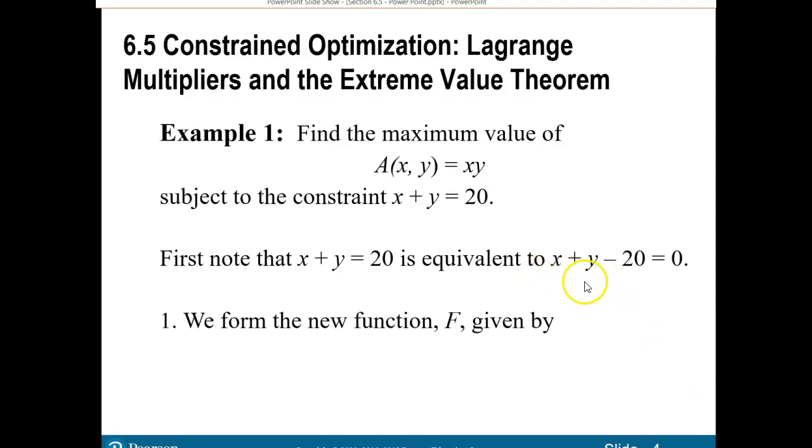All right. So this x plus y minus 20, that's your g. We'll have our new function, capital F of x, y, lambda, which is the original function we're trying to maximize, the x times the y, minus lambda times our constraint once it's been set to 0.